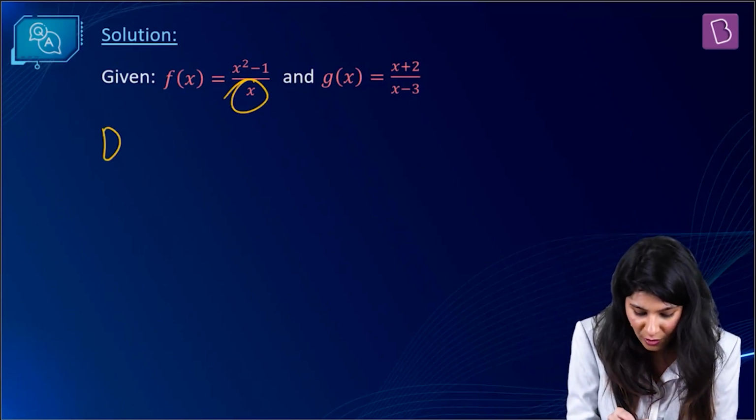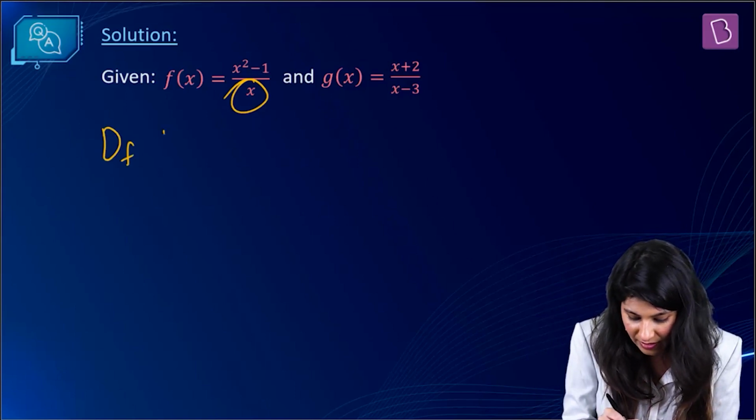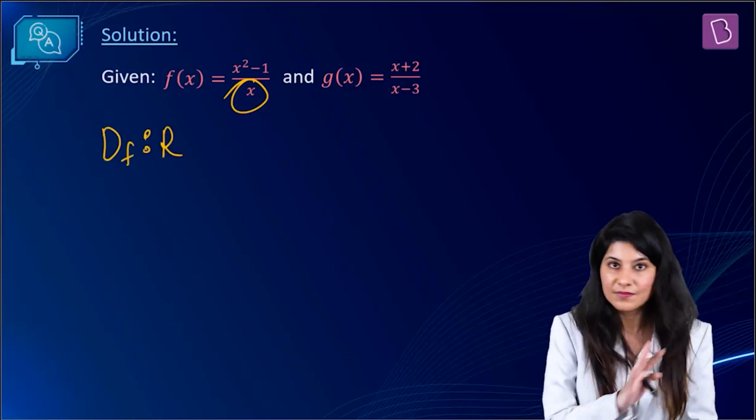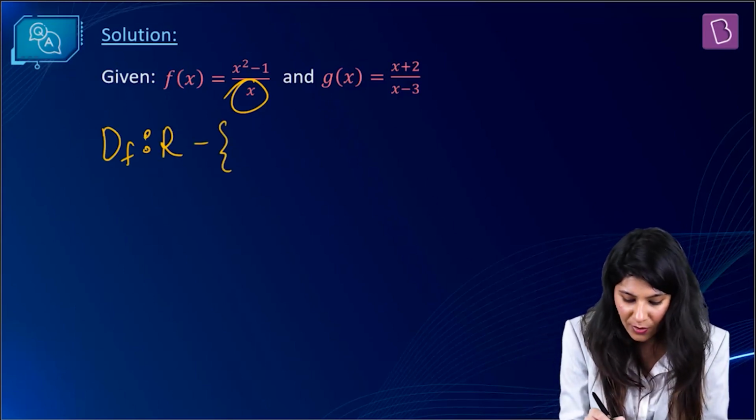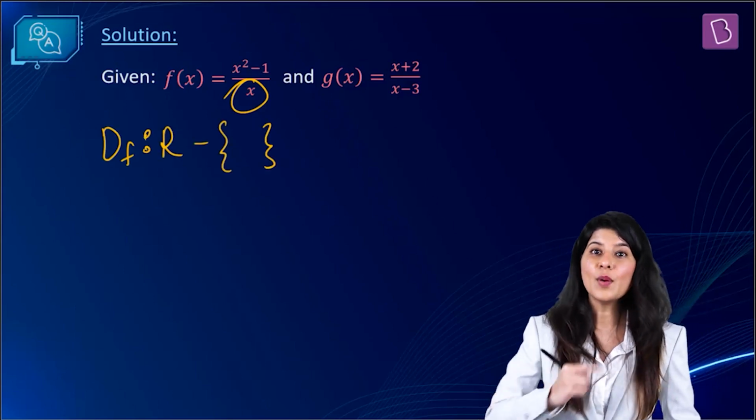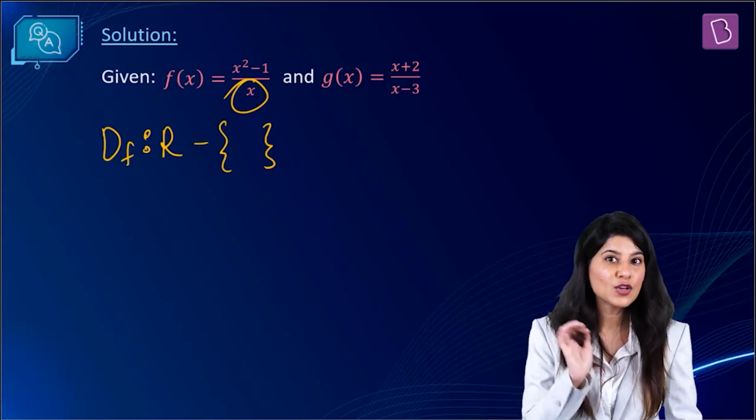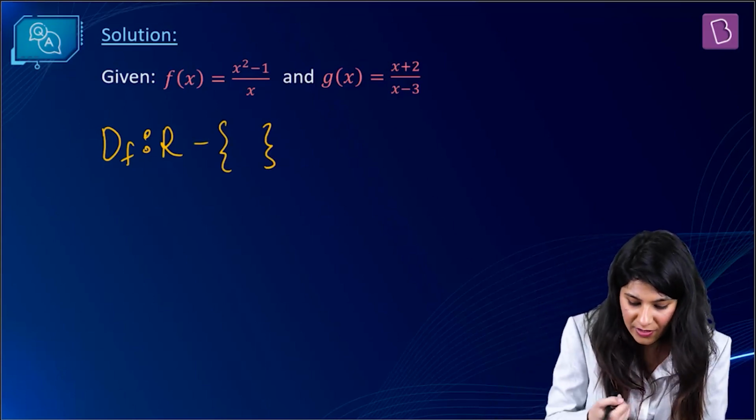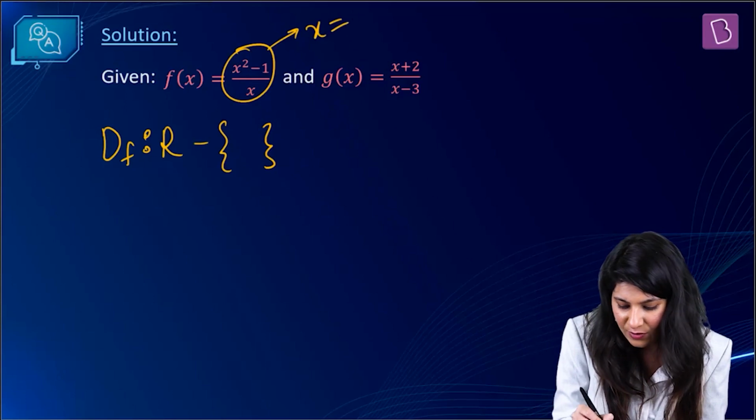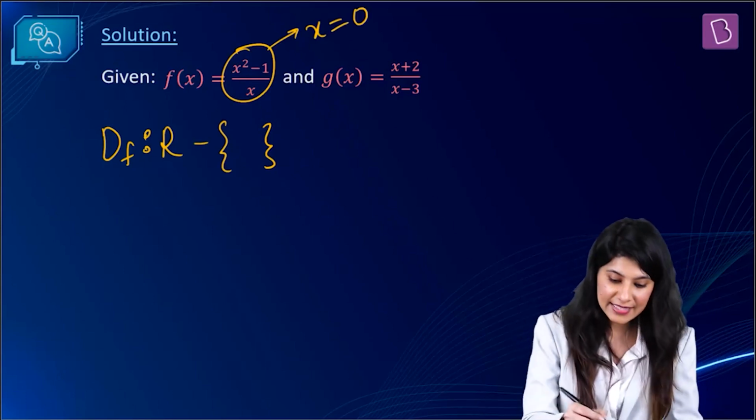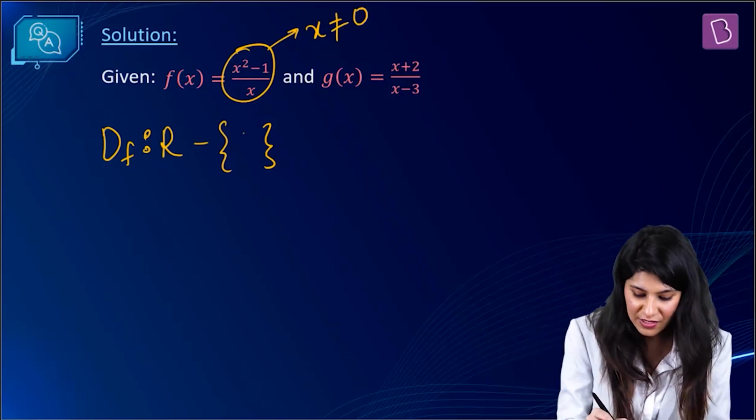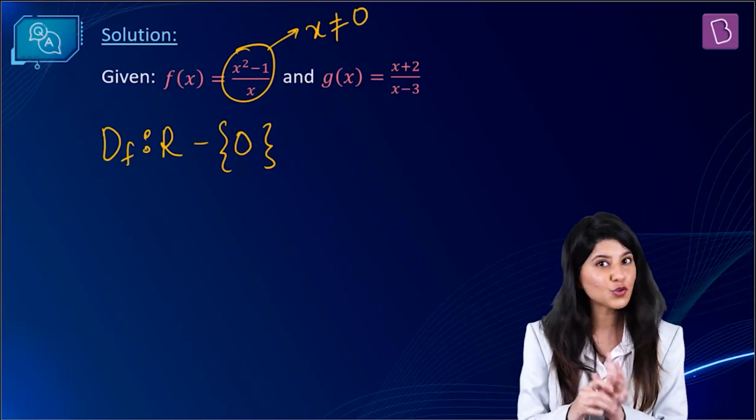That means the domain of f would be R, all reals, except that value where the denominator is 0. In here, the denominator is 0 when x equals 0, isn't it? So x cannot be 0. We need to remove 0 from here. This is the domain of f.